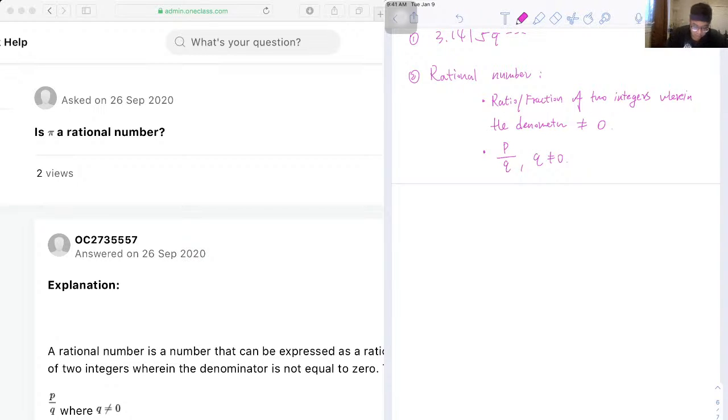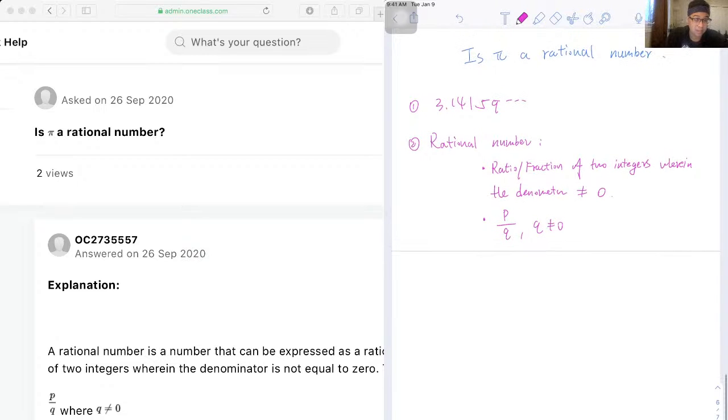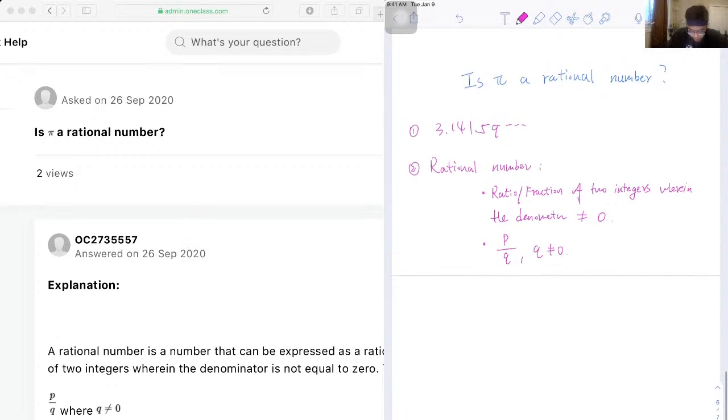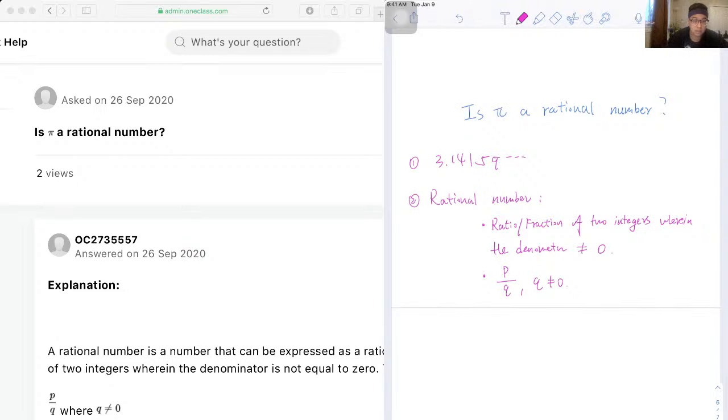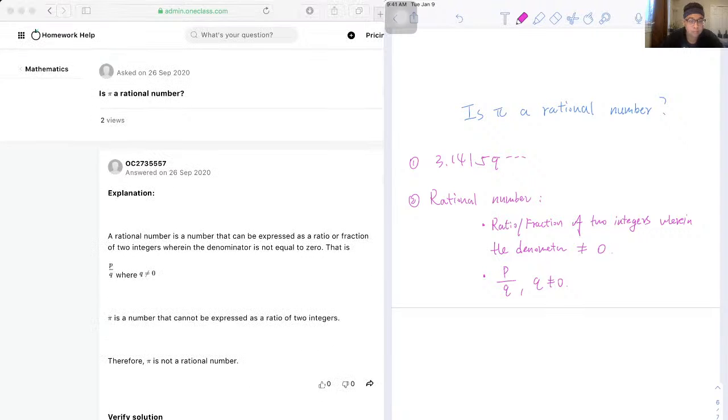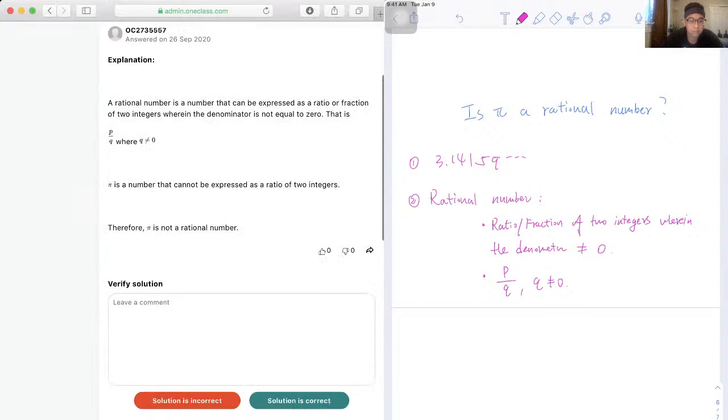And as you can see, pi is a number that cannot be expressed as a ratio of two integers, so therefore it is not a rational number. So let's write that down. So the solution is correct.